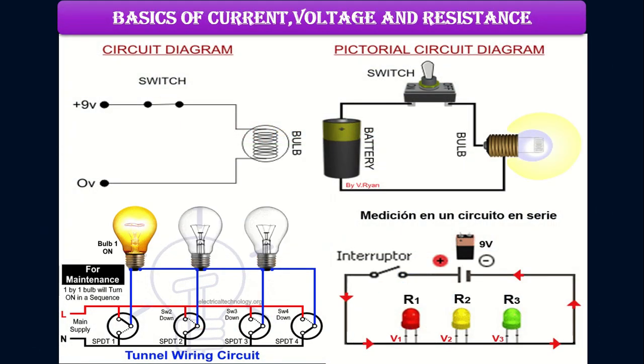Next, going to the basics of current, voltage and resistance. Suppose we take a circuit of a battery and a light bulb. You can see here there is a battery and a light bulb in the circuit diagram. We can make it slightly more complicated by adding a switch. You can see a switch over there.